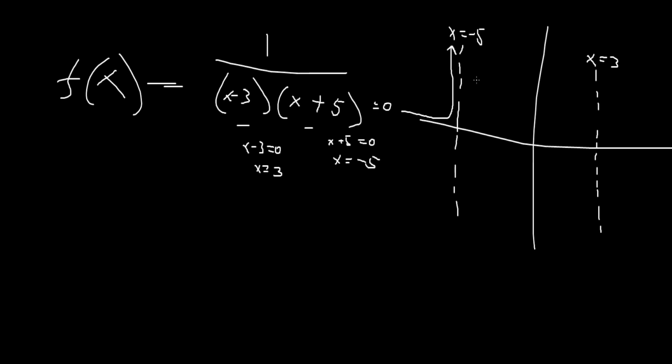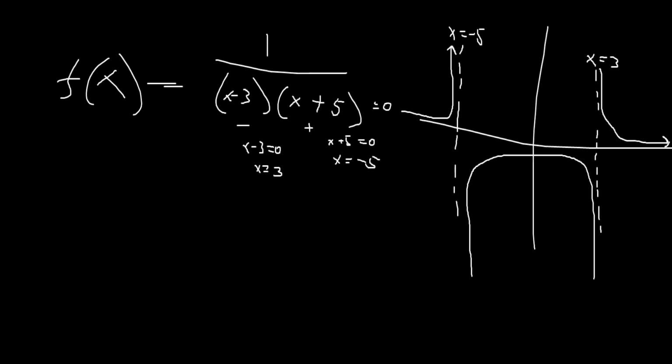And then if I plugged in a number bigger than -5, so let's say I plugged in 0: 0 minus 3 would be negative, 0 plus 5 would be a positive number. So actually, it would be down here. My sincere apologies, I need to draw this correctly. And I know if we plug in positive numbers, we're going to get positive. So it's going to look like that. So this is what our function looks like. This is what f of x looks like.